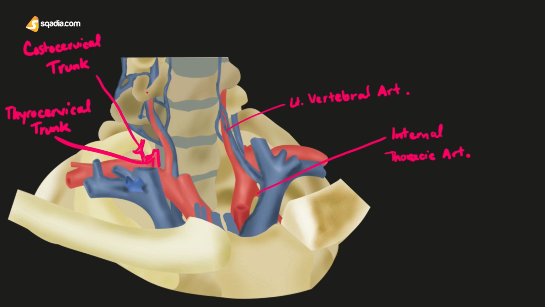Its branches are the pericardiacophrenic artery and the anterior intercostal arteries. The pericardiacophrenic artery begins just below the first rib and supplies the fibrous and parietal layer of serous pericardia and the diaphragm. And the anterior intercostal arteries supply the anterior intercostal spaces.